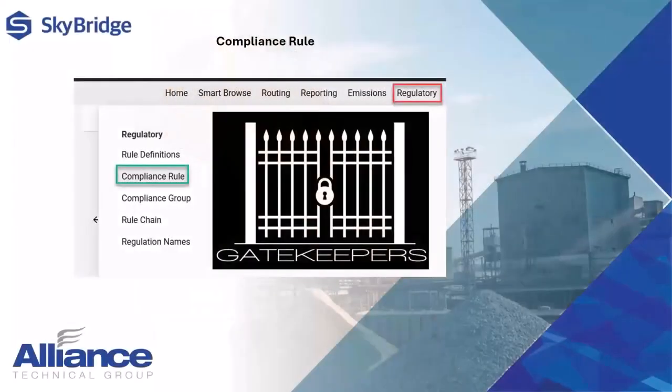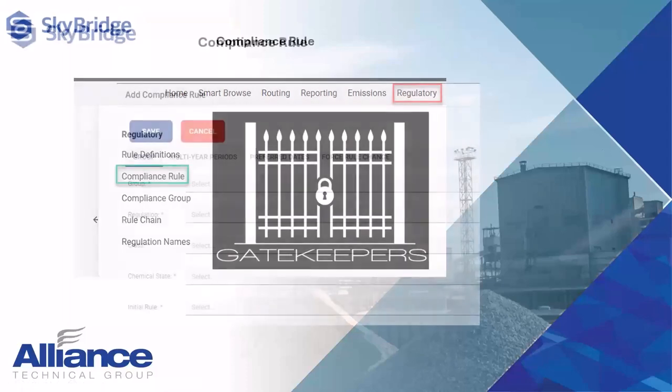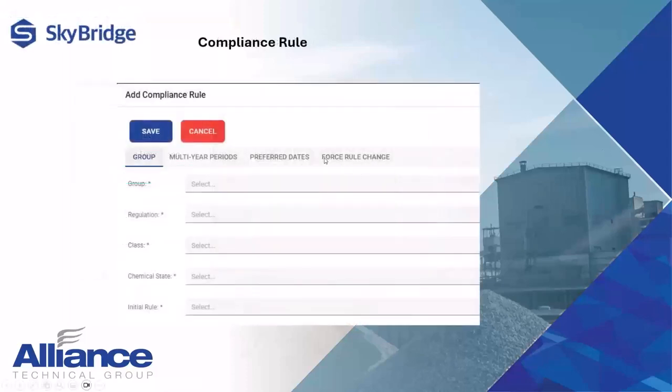What we call it here is the gatekeeper. The reason we call it the gatekeeper is that nothing can get into SkyBridge unless it has the compliance rule table populated. Okay, so that's the gatekeeper. It won't let anything into SkyBridge. In the compliance rule table, you have to populate the group, the regulation, the class, the chemical state, and the initial rule. Whatever's on the component has to match what's in the compliance rule table.